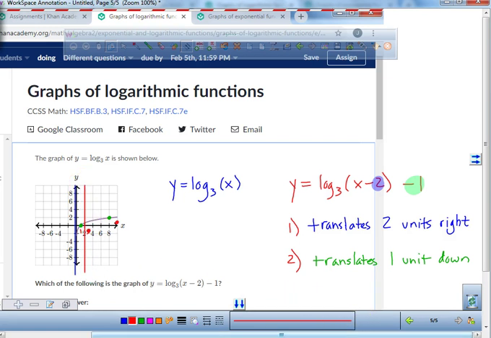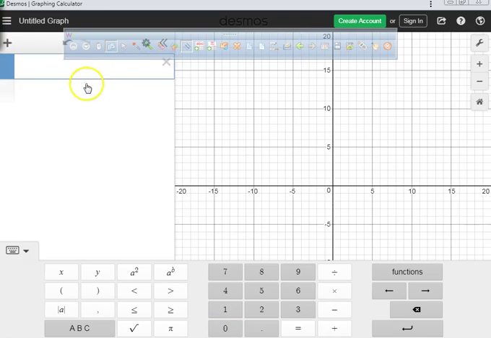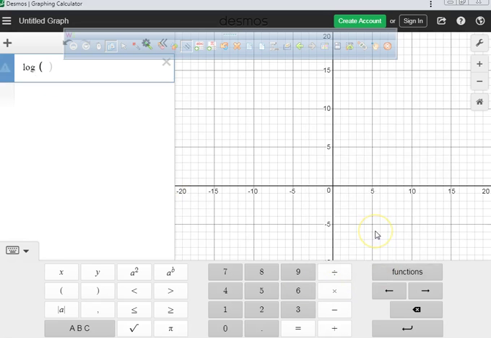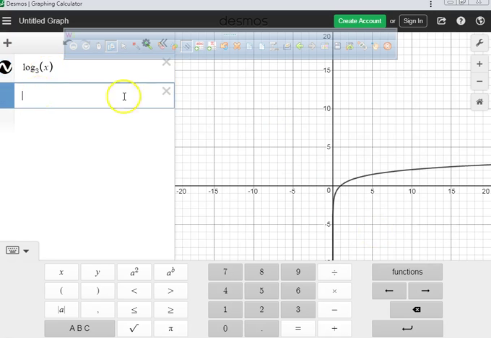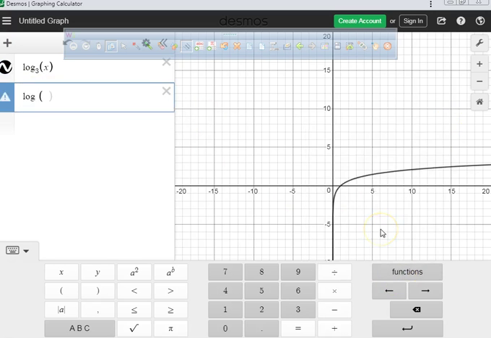Now I'm going to do this in Desmos because it's easier to see. Okay, so I'm going to go ahead and type it into Desmos so you guys can see. Alright, so we're going to type this in. I'm going to go functions, miscellaneous, there's the log, I'm going to type in a 3 and an x. So there's our original function. And then our new function was the same thing except 3, and was it what, x minus 2? And then it was a minus 1.